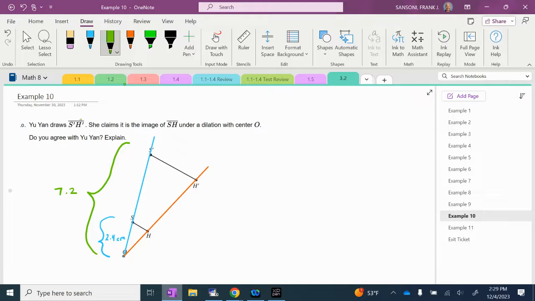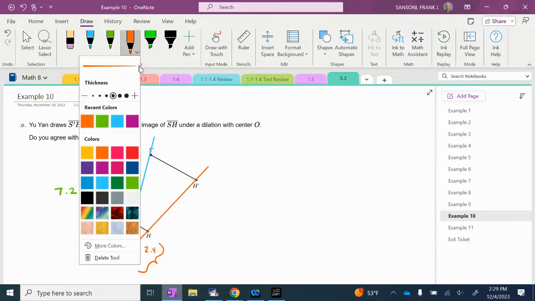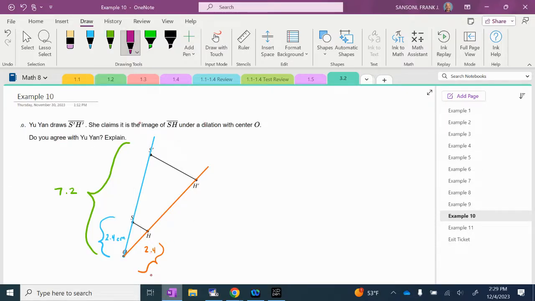What is OH? 2.4? So from there to there is 2.4. What about from O to H prime? 7.2? Does it work? Is the scale factor the same for both? It is. So you say yes.